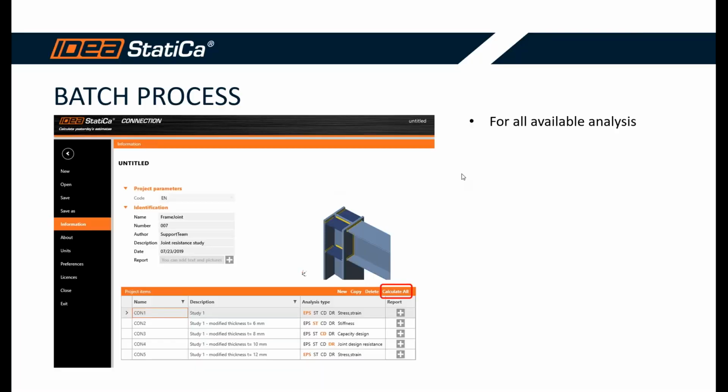We already talked about the batch process. The new batch process is a feature which can calculate a lot of project items defined in one project. You can create a study easily for different thicknesses, for example, or with different analysis types and calculate them all in one push. We will show this in a real example in a few minutes.